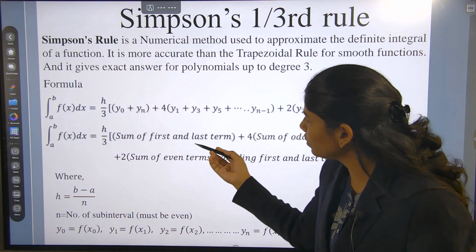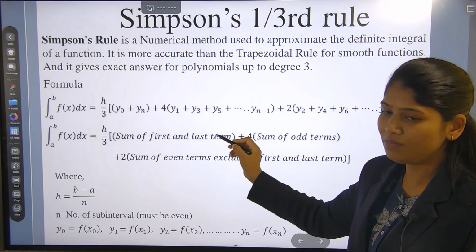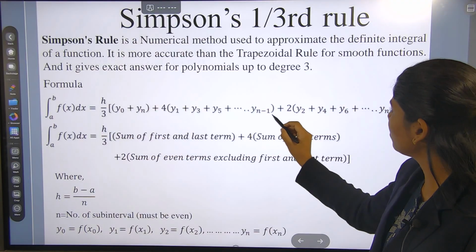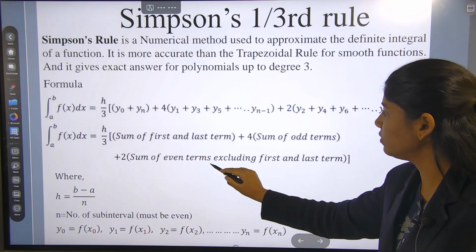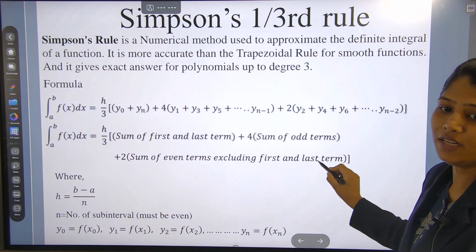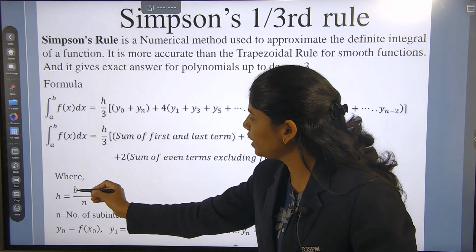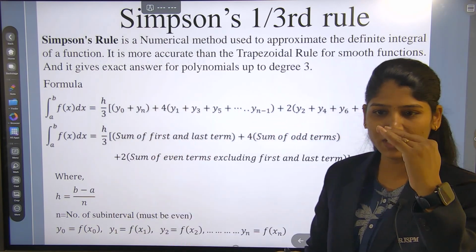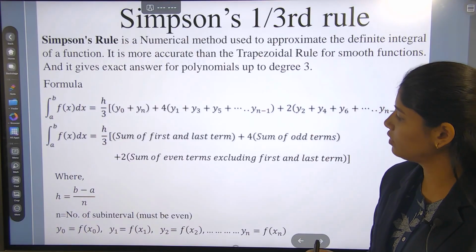Here it is in word format: h upon 3 times the sum of first and last term plus 4 times the sum of odd terms plus 2 times the sum of even terms, excluding first and last term, where h is b minus a. Integration a to b is given, so the interval a and b values are given.